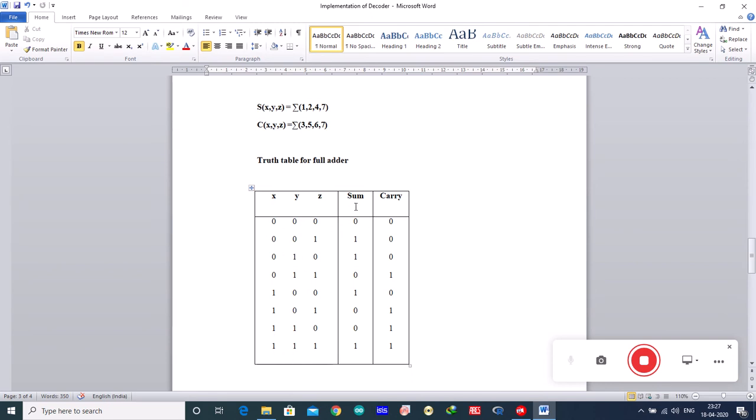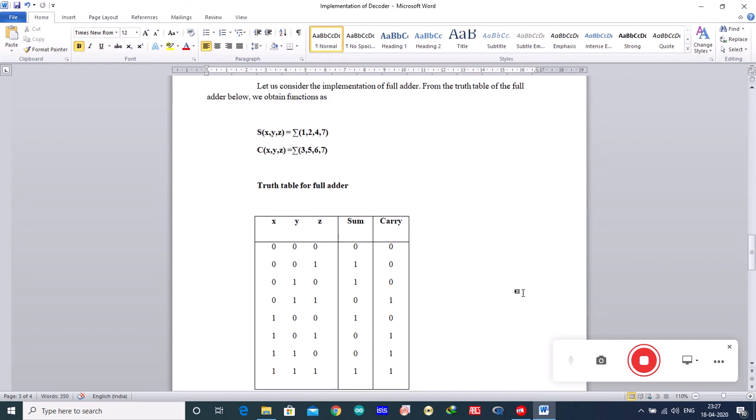So you are adding here and writing the sum and carry. If you are adding 0 0 0, you will get 0 as sum and 0 as carry. Here 0 plus 1, sum is 1 and carry is 0. That way you will fill the entire truth table. And from this truth table, you write the function for sum as well as carry. If you see sum, the min term is 1 for 1, 2, 4 and 7. So I write it as summation of 1, 2, 4, 7. For carry it is 3, 5, 6 and 7. So I write it as summation of 3, 5, 6 and 7.